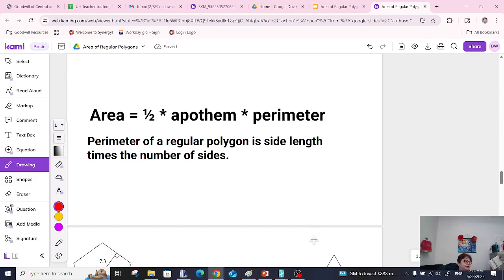The area of a regular polygon is equal to 1/2. When I use 1/2 in my calculator, I use 0.5 just because it's easier to put in the calculator. Times apothem, which is the distance from the center to one of the sides at a right angle, times the perimeter. What is perimeter again? The sum all the way around.